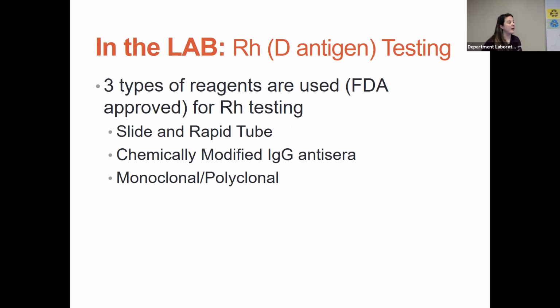All right, so let's talk about our weak D testing. What exactly do we do? There's 3 different types of reagents that have been used. All right, so you have your slide or your rapid tube. We have what we call chemically modified IgG antisera, and then we have what we commonly use today, our monoclonal polyclonal.